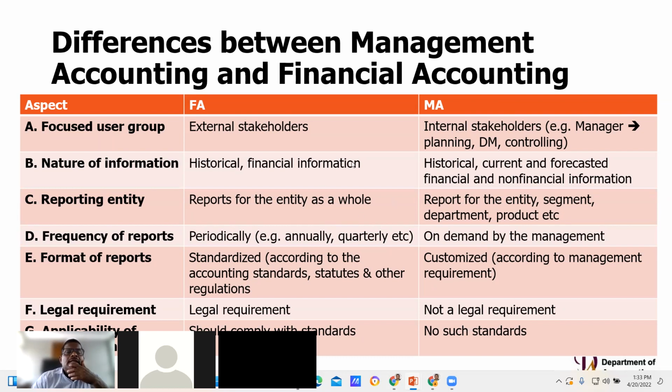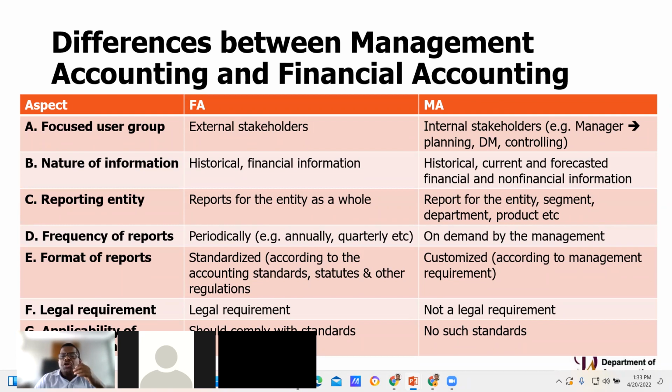The reporting entity in financial accounting, of course, we consider as a whole. We may prepare the financial statement for a branch. We may prepare the financial statement for a particular company. We may prepare the financial statement for a group of companies. But when it comes to management accounting, you are not focusing on the total business.